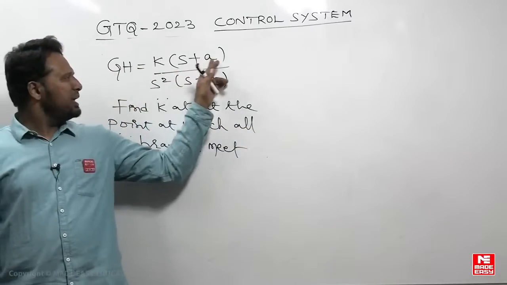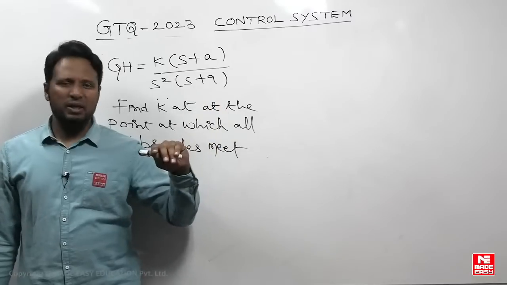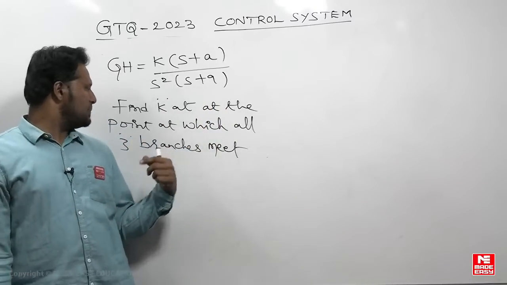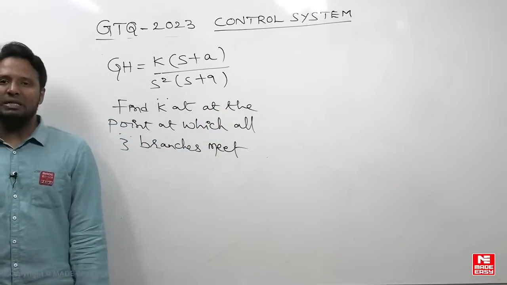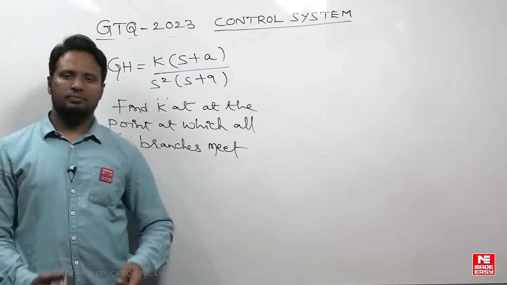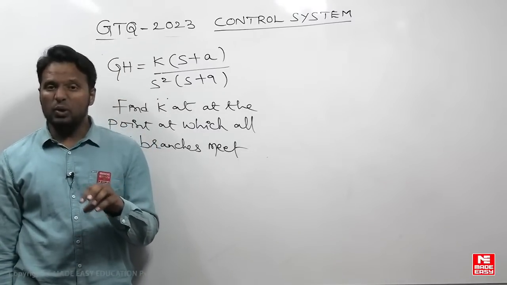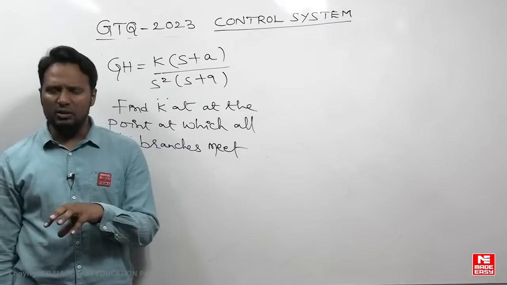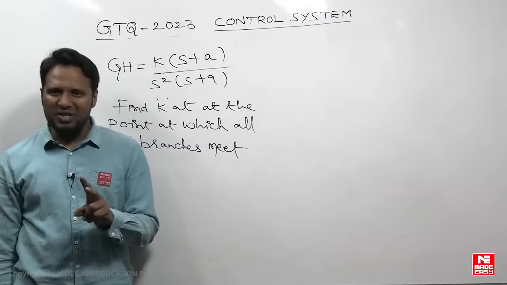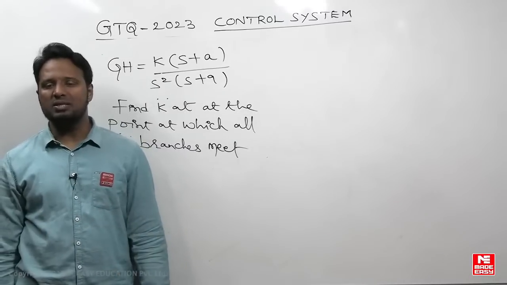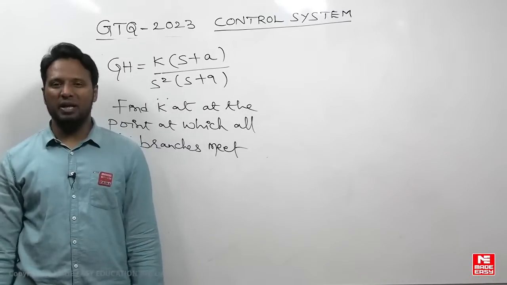Open loop transfer function K(S plus A) upon S square (S plus 9). Question is to find K at the point at which all the three branches meet. Tell me, the point where two or more root locus branches meet, all three or at least two, two or more number of branches, what do we call it? Saddle point, breakaway or break-in point.